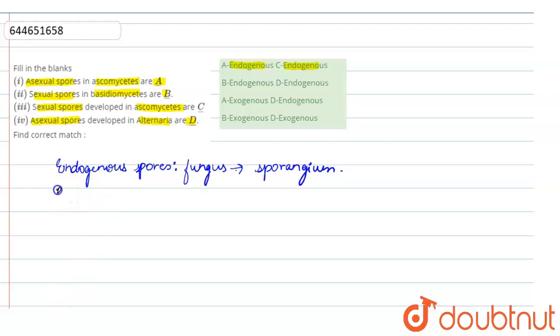And now talking about the exogenous spores. Here, this is the type of spore formation taking place externally, in contrast to the endogenous one. So, we can say exogenously in the fungus. So, spores thus are known as the exogenous spore, or this is also known as conidia. Okay, so endogenous I've already mentioned, these are the ones in which spores are produced within the sporangium.